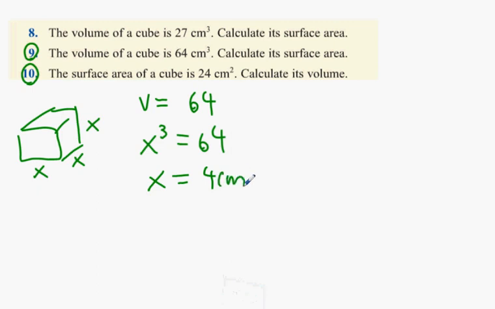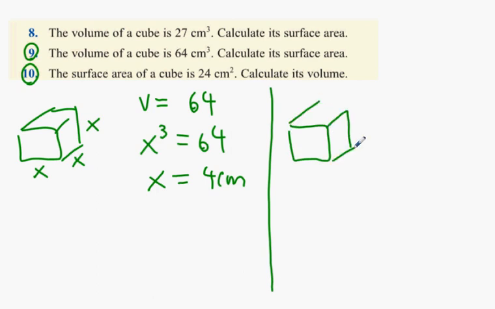Finally, surface area of a cube is 24. What would that mean? How do you get surface area again? You have 6 sides that are the same size. Would you agree with that? And you get the area of one side and you multiply the answer by 6. So it's x by x, which is x squared, and it's 6x squared.